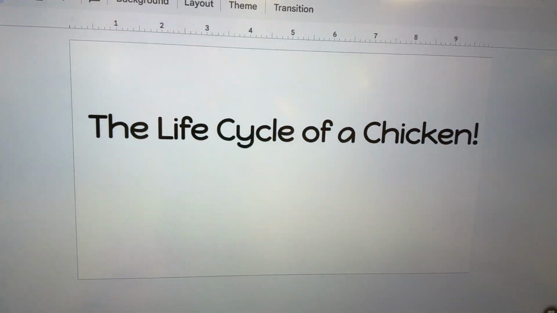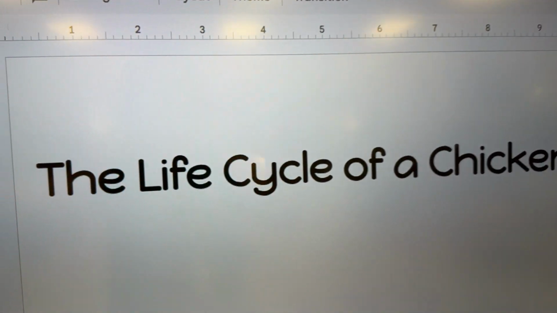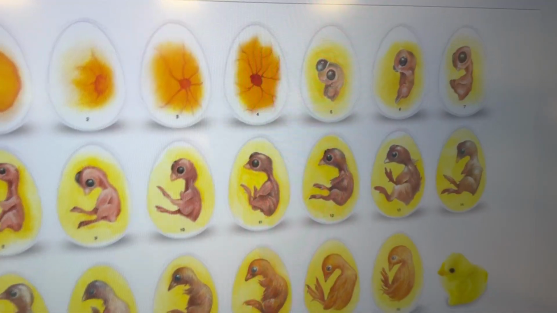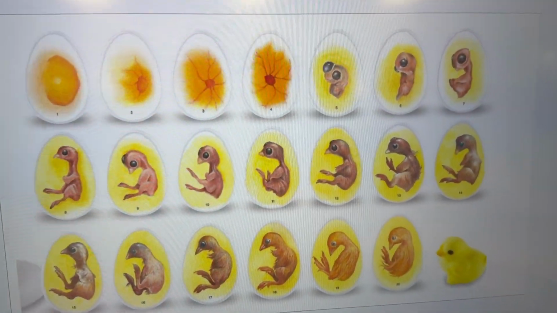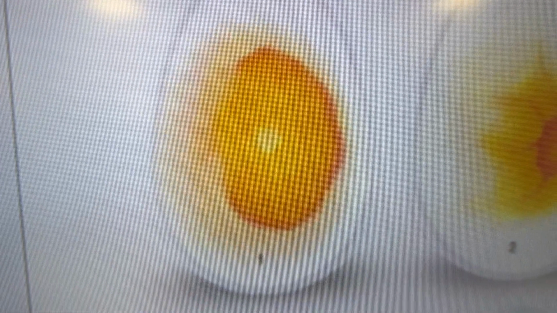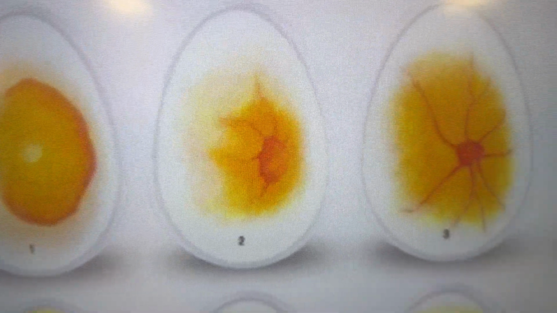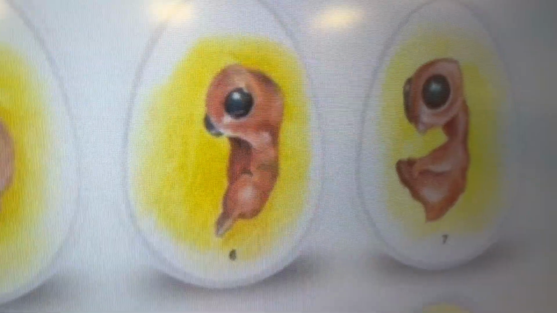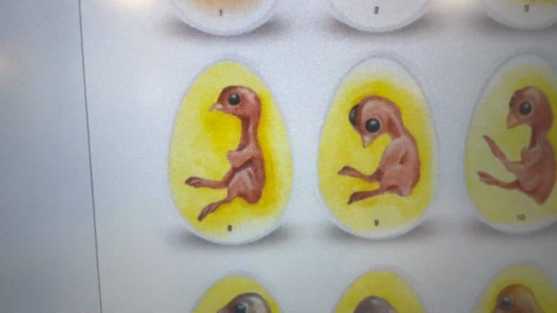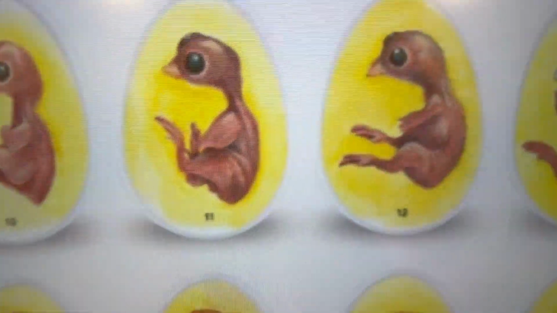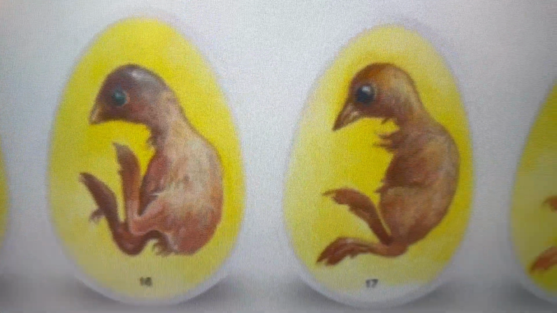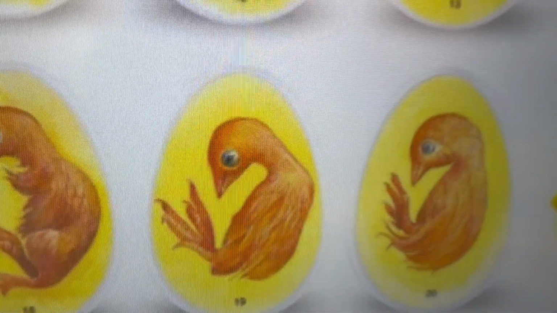So let's get started. Today is day one. We're looking at the life cycle of a chicken. I want to show you a few things before we get going. The first one is the actual 21-day process. So what we're going to do is start on day one, and we're going to look inside the egg every day for how the embryo is growing and changing. We're going to watch this process all the way from day one until day 21 when the baby chicks hatch. We're going to see what's happening, what's developing each day.